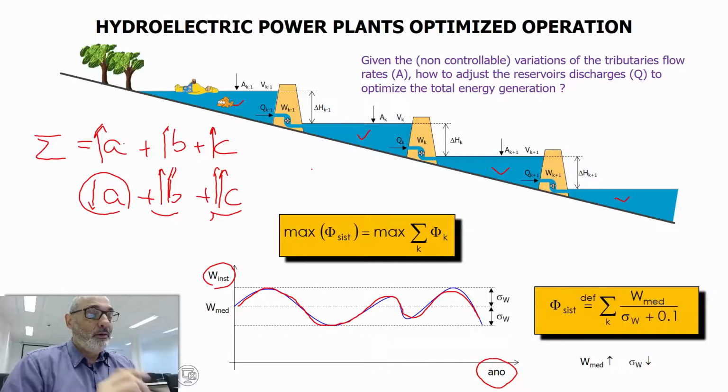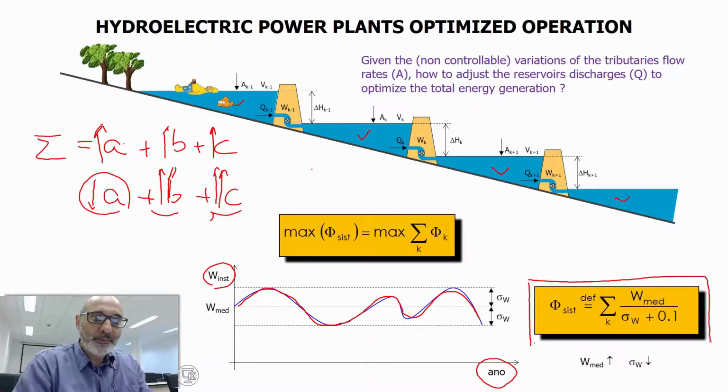Okay, so let's try to identify a possible single objective optimization function. So let's think about what we want. We want two things here.